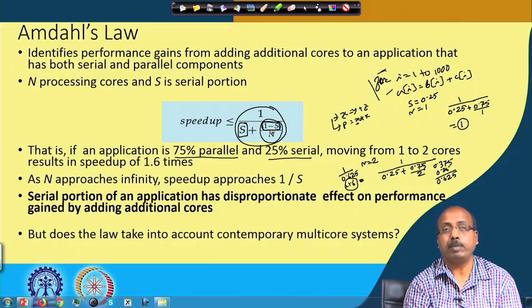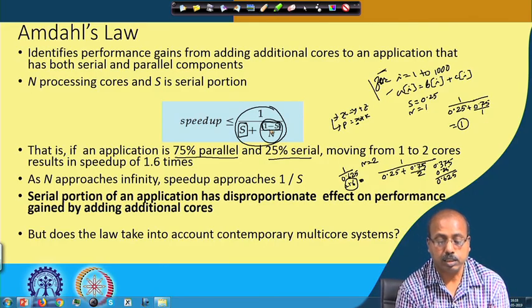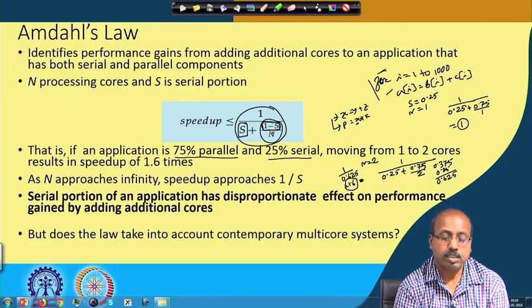This is theoretical, because practically there will be time for communication, there will be time for data distribution and all that. They are not taken care of here. So, assuming that all those timings are 0, this is S plus (1 minus S) by n. So, this part gives me the speed up.